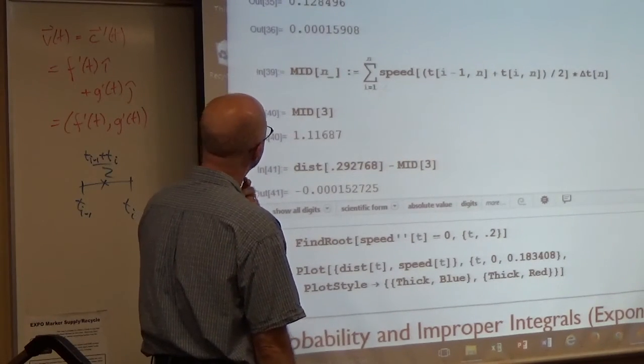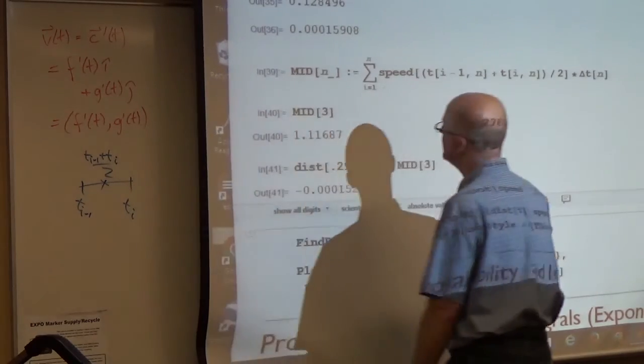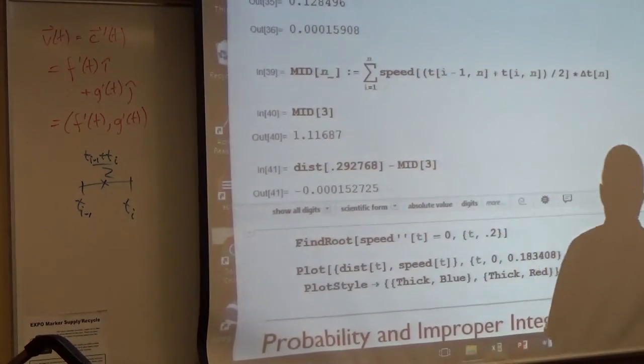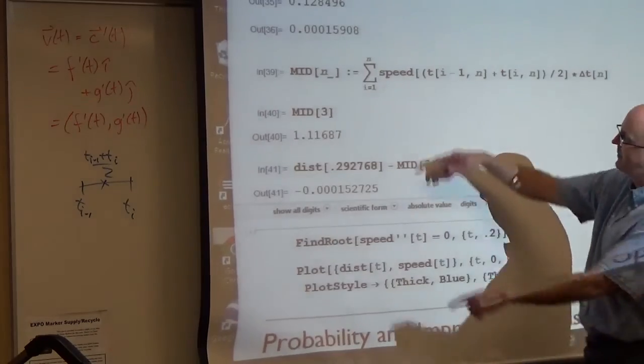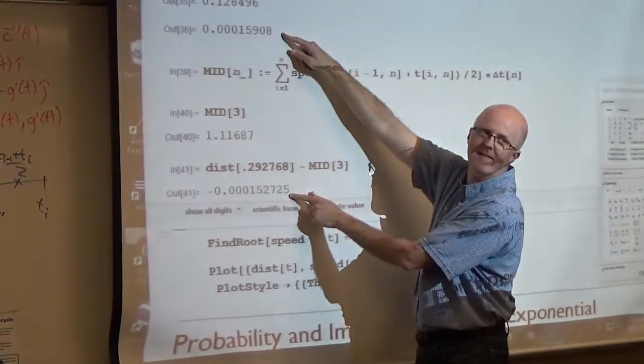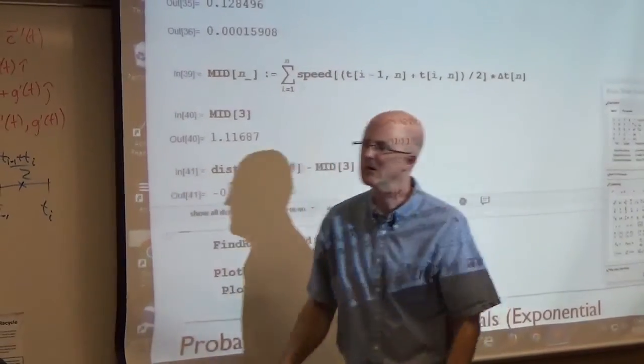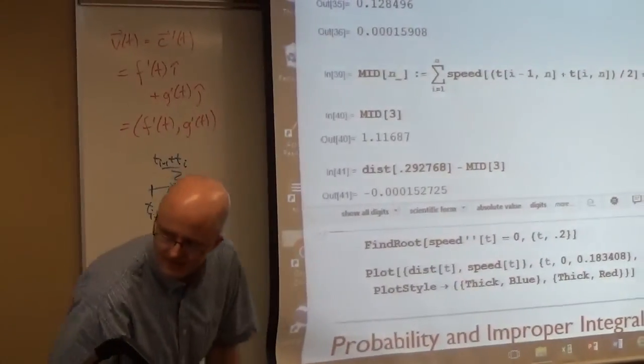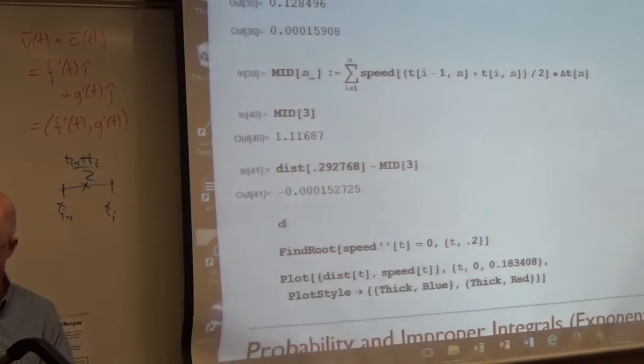A little surprised by this. Typically, the midpoint rule does about twice as well as the trapezoid rule, but in absolute value, these numbers are not too far apart. I think if n were bigger, maybe I'll go back to 10, we'd see a bigger difference.